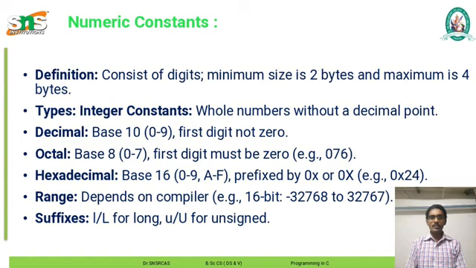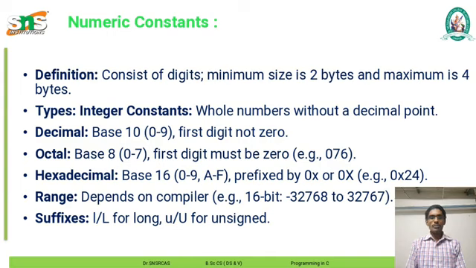In an octal constant, the base is 8. The digits from 0 to 7 are used. The first digit must be 0. Example: 076. For a hexadecimal constant, the base is 16. The digits from 0 to 9 and the alphabets A to F in uppercase are used, prefixed by 0x or 0X. Example: 0x24.